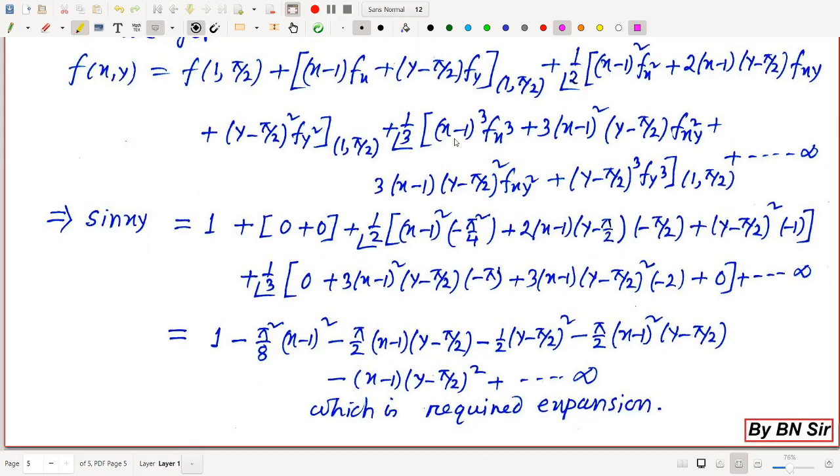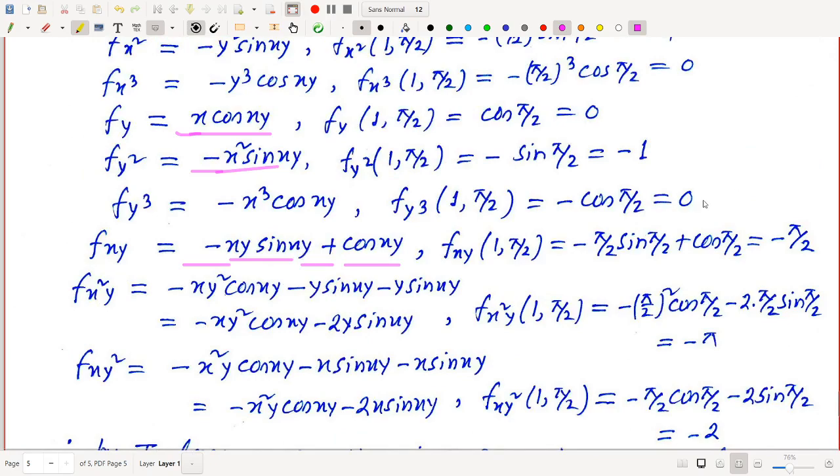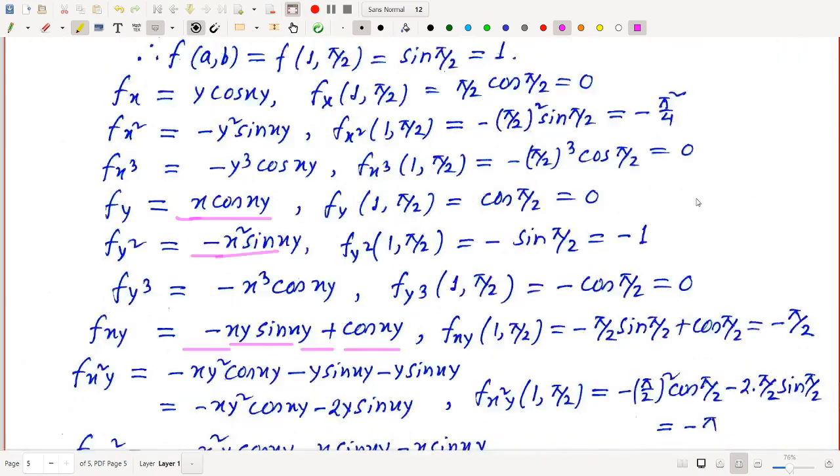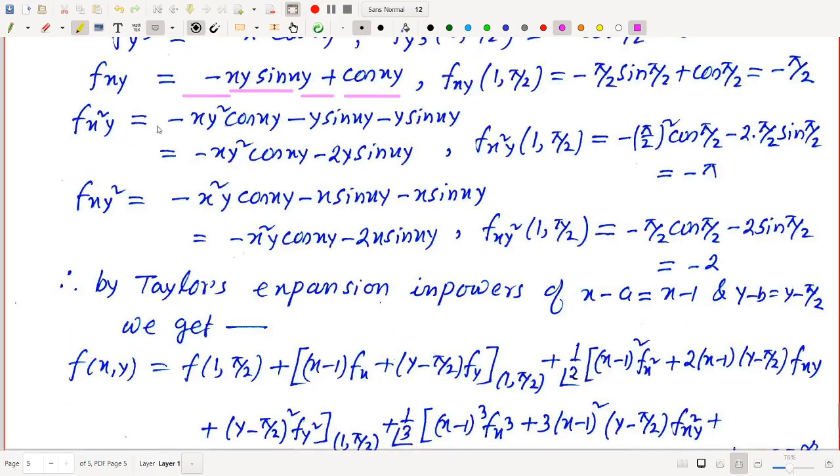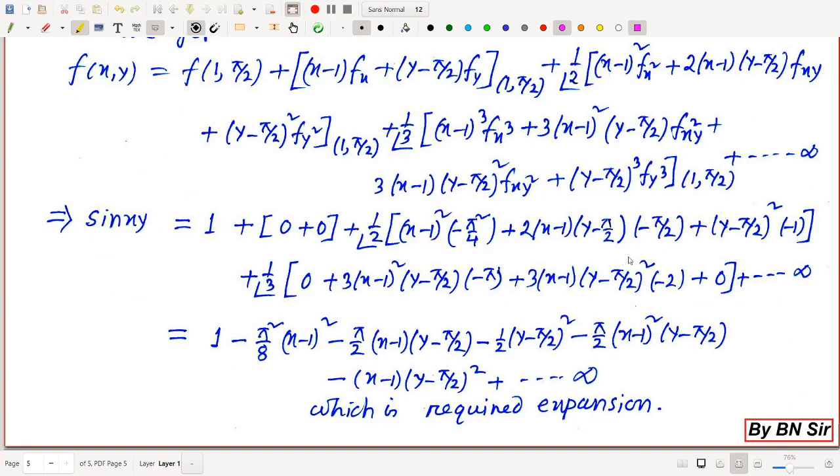Now putting the values of the partial derivatives calculated above, we get this expansion, and some simplification we have done also here. These first order partial derivatives are 0, so no term here, and second order three terms are there, and for third order, f suffix x cube and f suffix y cube, the derivatives are also 0, already we have seen: f suffix x cube at (1, pi by 2) is 0, f suffix y cube is 0, other terms are there. The f suffix x square y and f suffix x y square terms are already there with minus pi value and minus 2 value, so these values are substituted, and then this is the expansion, which is the required expansion of sin xy in powers of x minus 1 and y minus pi by 2 in Taylor series or Taylor's expansion.